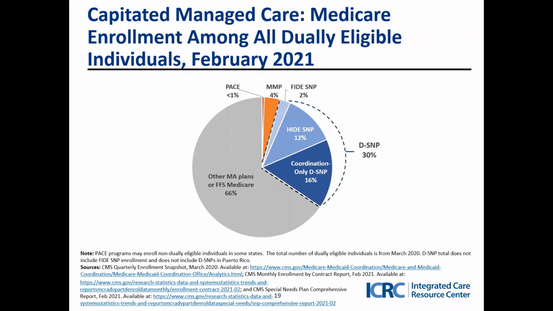DSNP programs enrolled the most dually eligible beneficiaries at about 30%. And when you break that down by type, coordination-only DSNPs accounted for the largest share at 16%. HIDE SNPs had about 12%, and FIDE SNPs had about 2%. About 4% of dually eligible beneficiaries are enrolled in MMPs. And then PACE here is the smallest program if you go by enrollment at less than 1%. But again, that may just be partially a function of the eligibility requirements. Next slide, please.